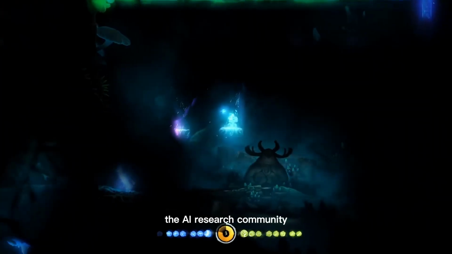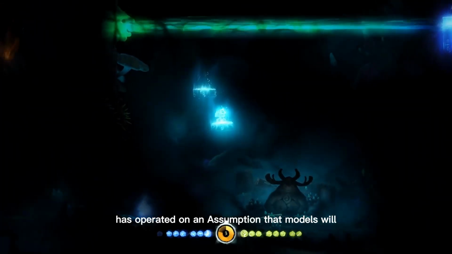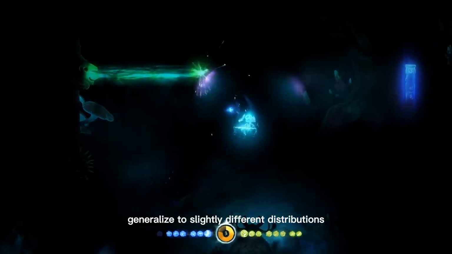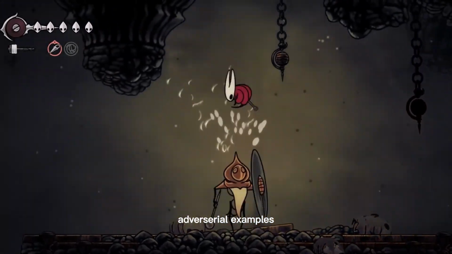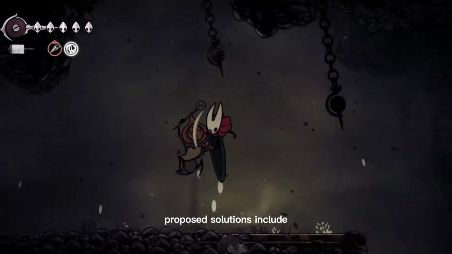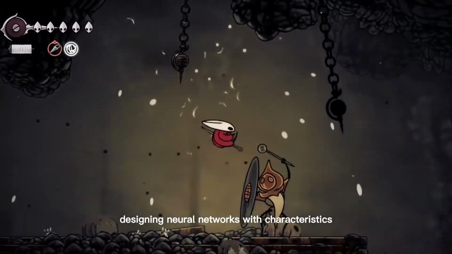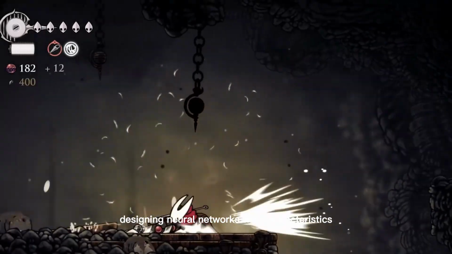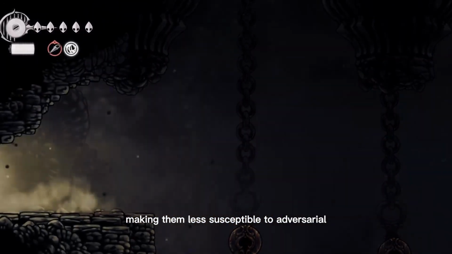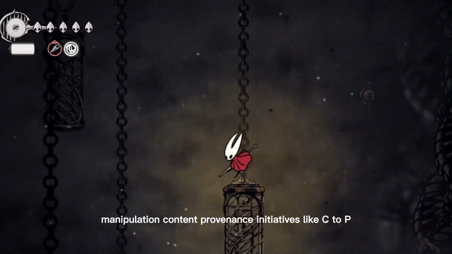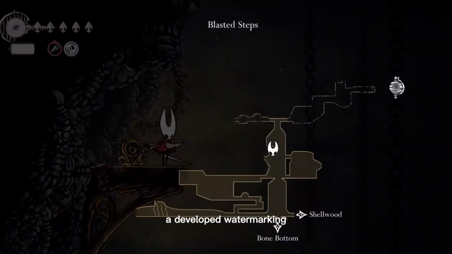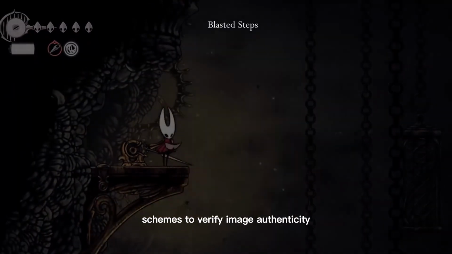The AI research community has operated on an assumption that models will generalize to slightly different distributions. Adversarial examples reveal this assumption as dangerously optimistic. Proposed solutions include designing neural networks with characteristics more aligned with human perception, potentially making them less susceptible to adversarial manipulation. Content provenance initiatives like C2PA developed watermarking schemes to verify image authenticity.